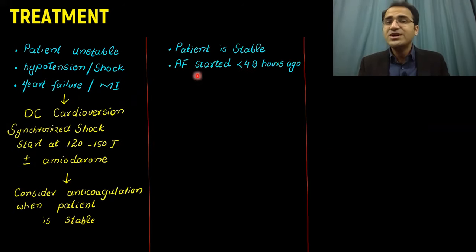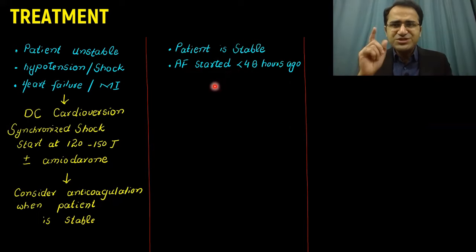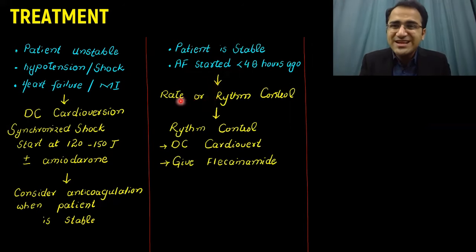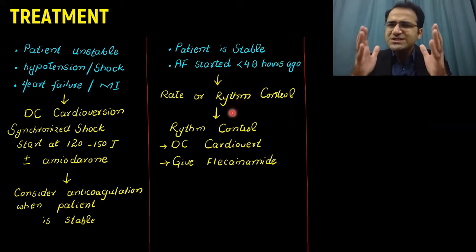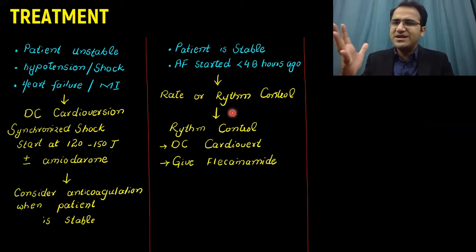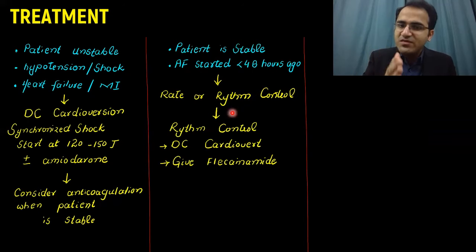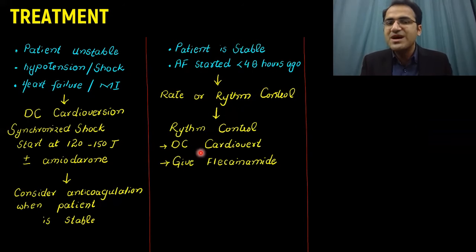In the second scenario, if the patient is stable and atrial fibrillation started less than 48 hours ago, just in a day or so, the patient has a new atrial fibrillation. You can go for either rhythm control or rate control. Usually patients are given rate control, but if the atrial fibrillation is new and fresh, you can go for rhythm control by a DC cardioversion, or pharmacological cardioversion with flecainide.